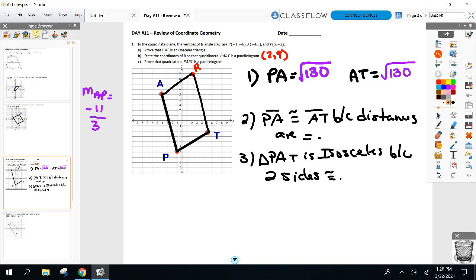That's it. Just use the slopes. Go ahead. Would you just write that like 2, 9 up there? Yeah, that's fine. Or part B, 2, 9. It's really not part of the proof. Okay. And then part C.